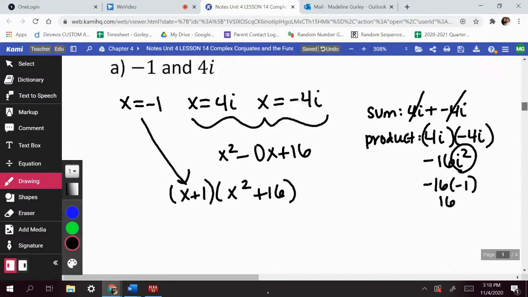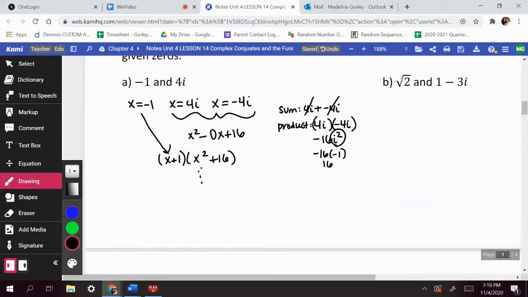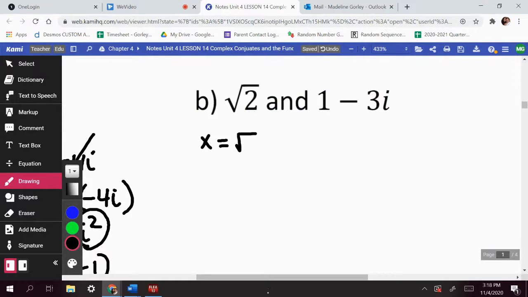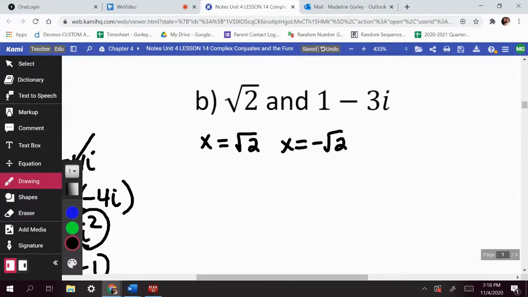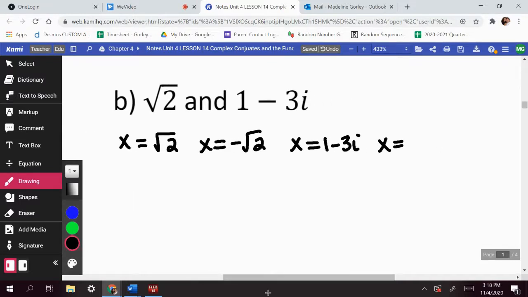Okay, and then with some work multiplying that out, you could get to your final answer. I'll let you do that. Over here, if I'm given root 2 as a root, right, 0 plus root 2, then what else has to be a solution? Negative root 2, right? The conjugate, 0 minus root 2, would also have to be a solution. All right, I'm also given that 1 minus 3i is a solution. So what else has to be a solution?